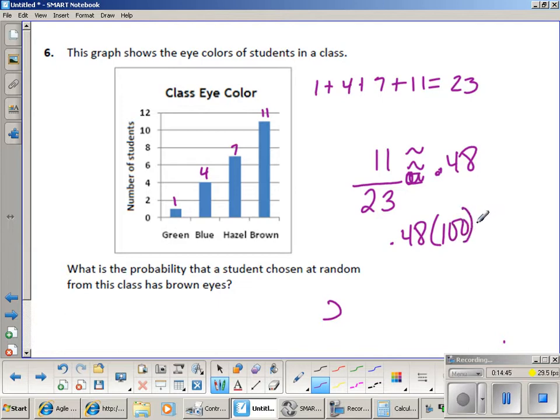Brown eyes. I wonder if brown eyes are genetically dominant. Wonder what color Mrs. Norton's eyes are.